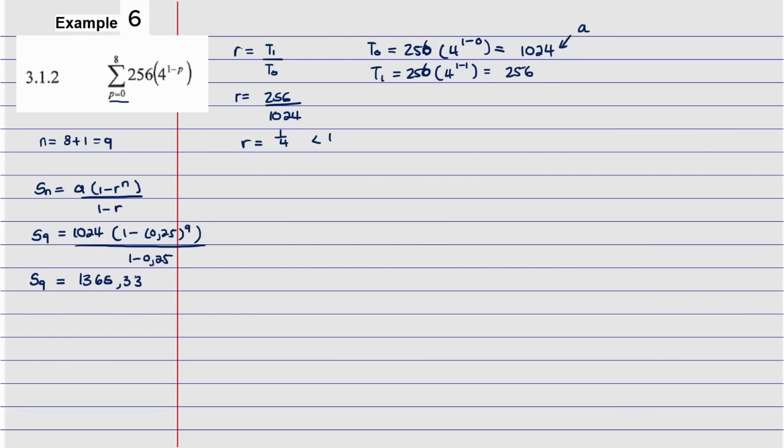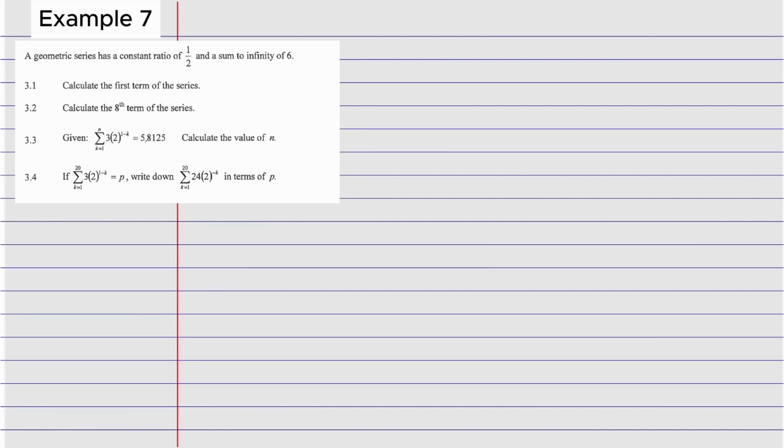65.33. And that's how you would find your S9. So now let's do question 16. It says a geometric series has a constant ratio of R equals 1 over 2. Then it says the sum to infinity, so S to infinity is equal to 6. So we're given that. So let's do 3.1.